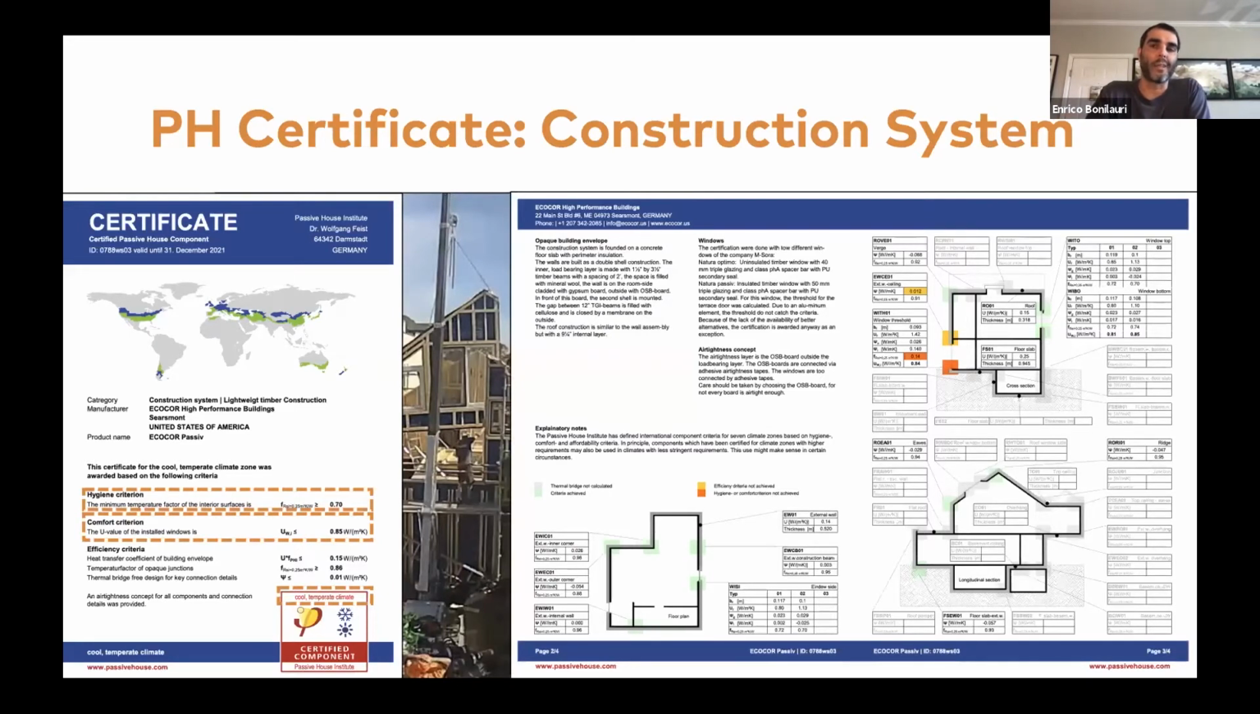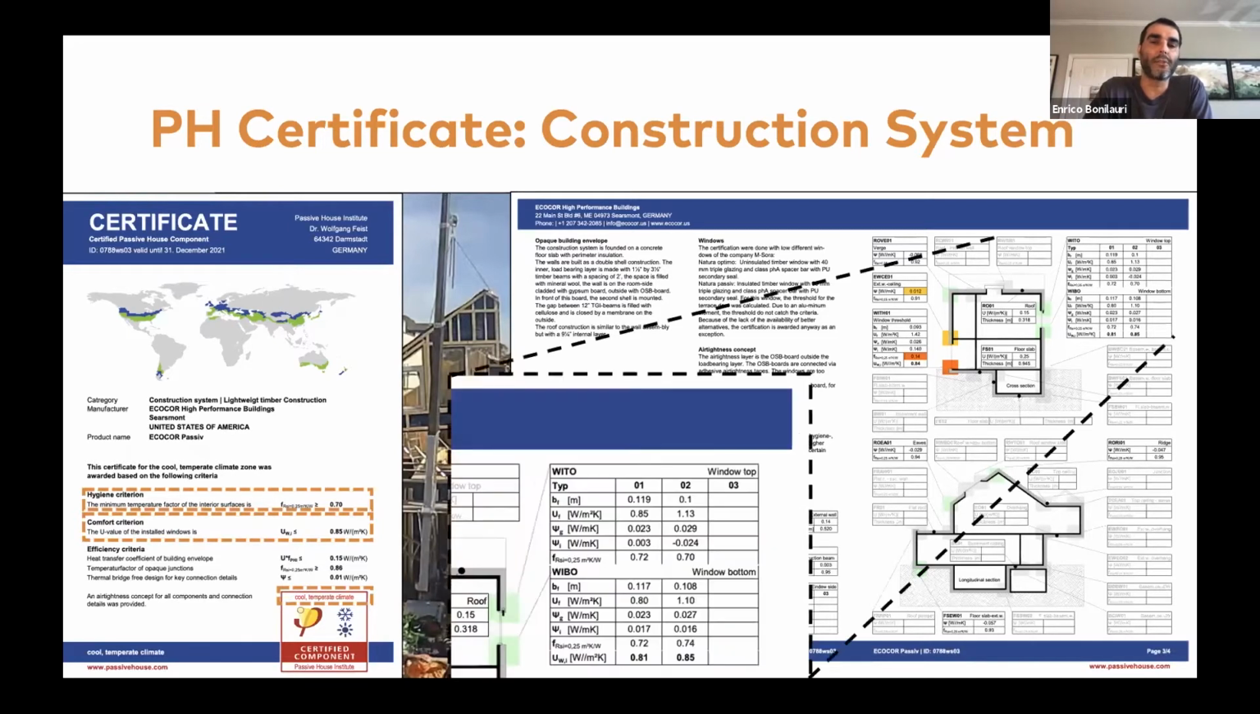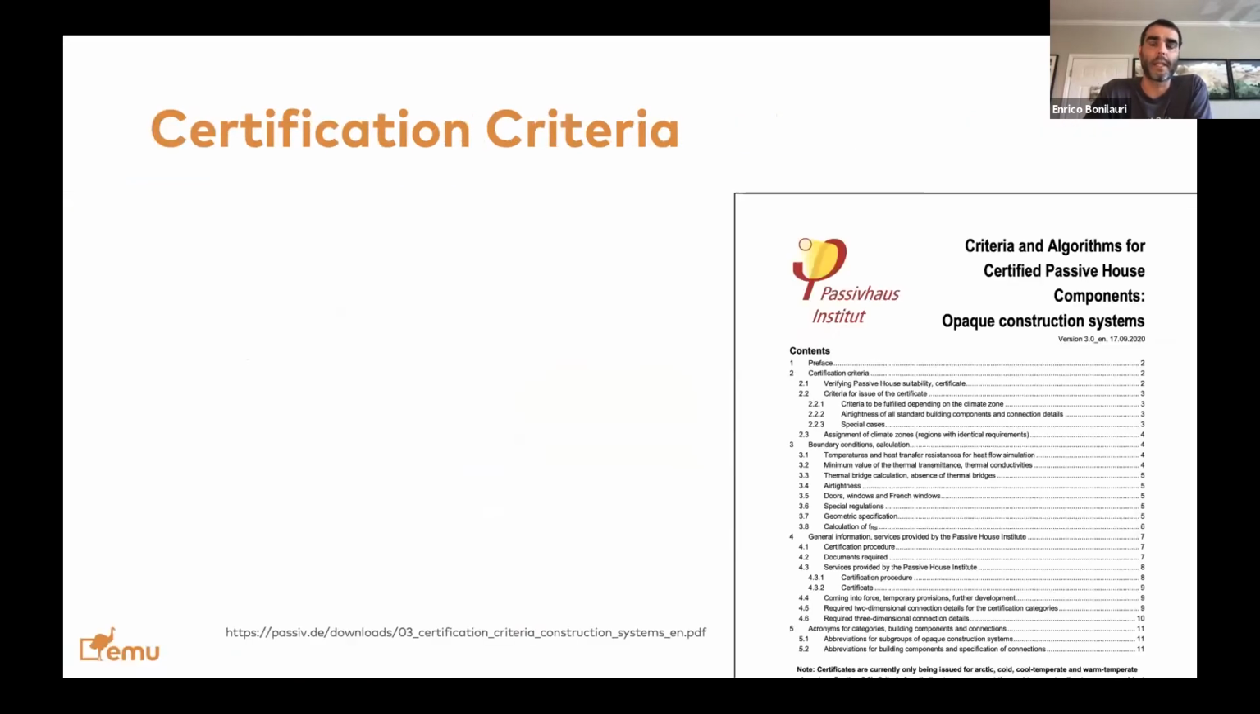There are no actual details shown to protect the IP of the manufacturer, but it calls out specific performance data that the Passive House Institute verifies for this component. So you see the psi values and the temperature factors for each individual junction. The criteria, this is a link where you can access the PDF of the criteria for the construction system certification.